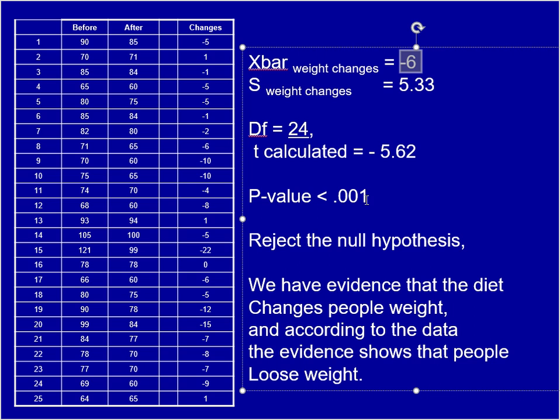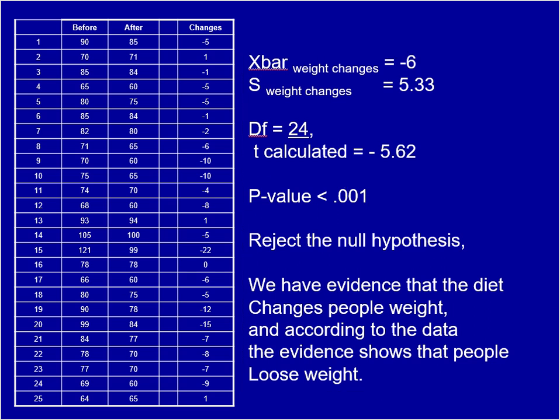which is quite unlikely to happen. Since it did happen, you're going to reject your null hypothesis. What is your null hypothesis? That the dye doesn't work, or there's no change in weight. So we're going to reject that null hypothesis, and therefore we're going to conclude that there is a change in weight, and the weight change is statistically significant.